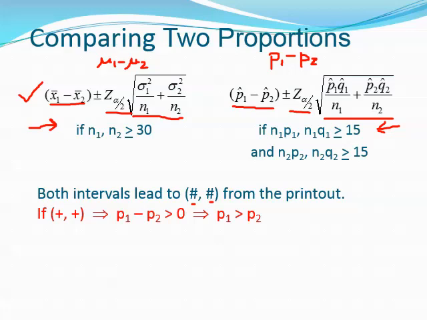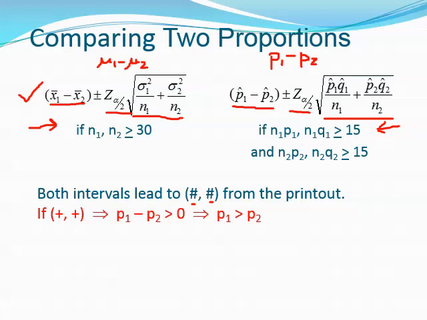If my interval is entirely positive numbers, what does that tell me? Think about our interpretations of a confidence interval. We talk about a practical interpretation: we are 95% confident that the difference in the proportions falls between these two numbers. The theory, in repeated sampling, is that 95% of the intervals created would contain the true difference in the proportions.